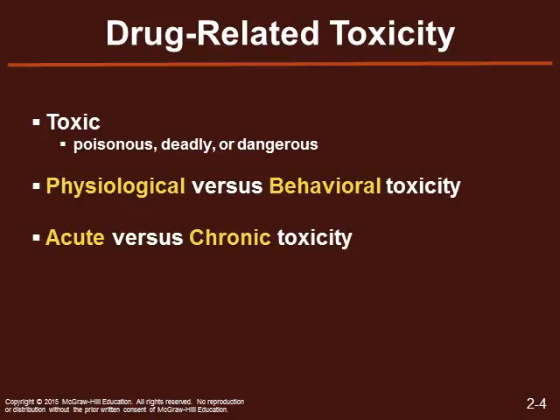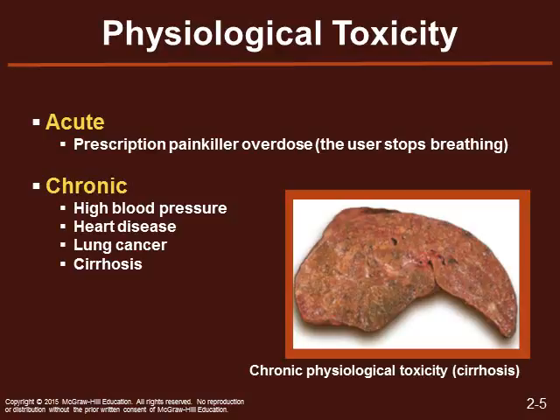Now, when we talk about physiological toxicity, we're talking about the immediate changes in the body, and these can be acute or chronic. So an acutely toxic effect of consuming prescription painkillers could be that they suppress respiration to the point where the user stops breathing. Now, chronic physiological toxicity is long-term exposure to the drug, long-term introduction of the substance into the body. And here in the image we have the effects of chronic exposure to alcohol in a liver. This is cirrhosis, chronic physiological toxicity from consuming alcohol.